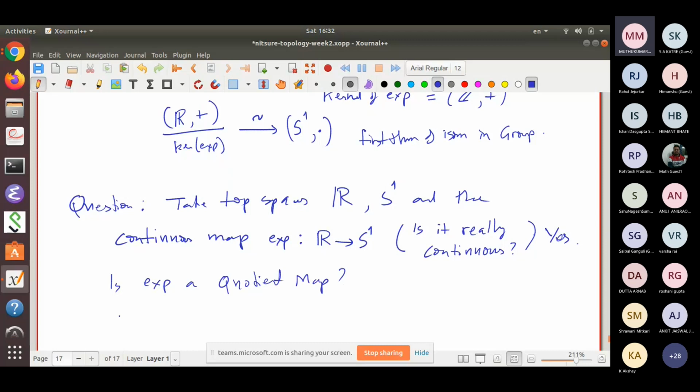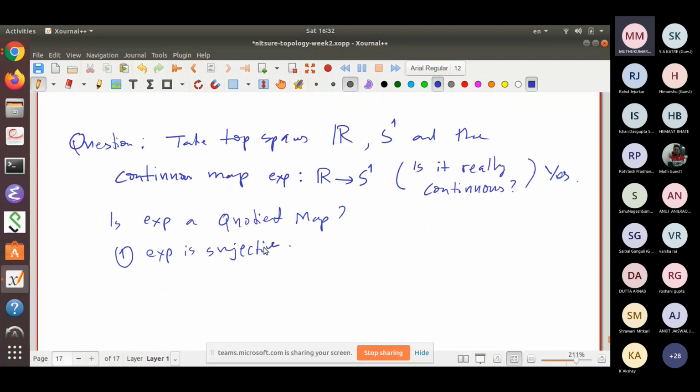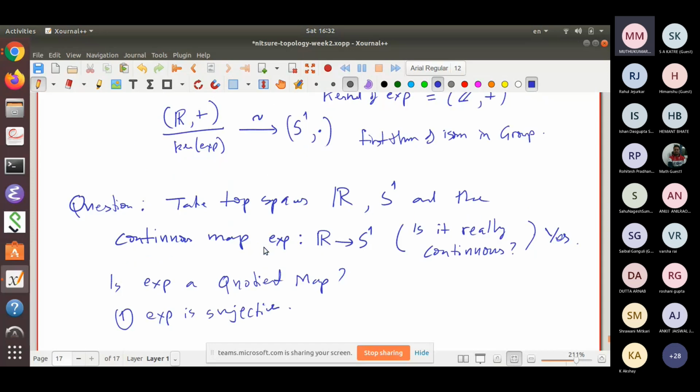So what do I have to check? One, X is surjective. Is it surjective? Is X surjective?